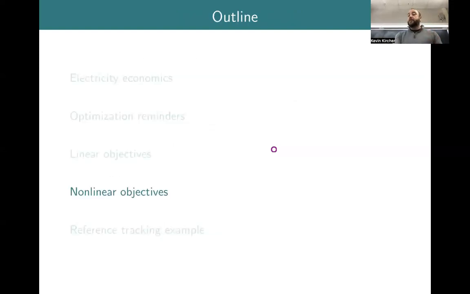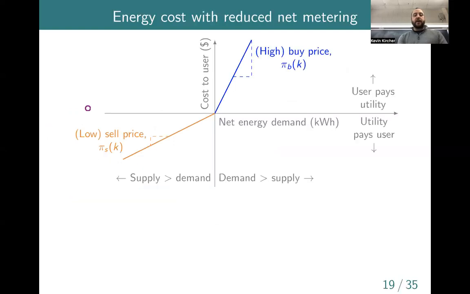But if we allow nonlinear objectives, then it kind of grows from there. So let's talk about a few of those. And one of them shows up in the homework. I think it's the very last part of the last homework problem that we're doing this week.